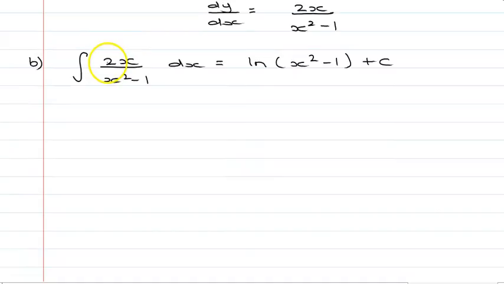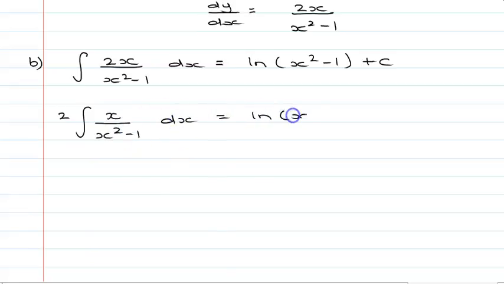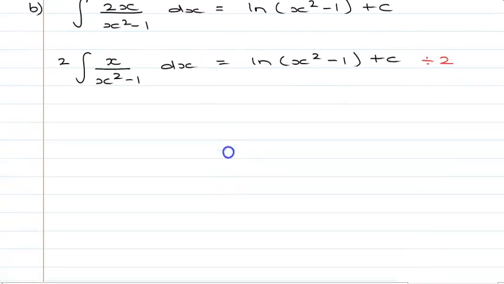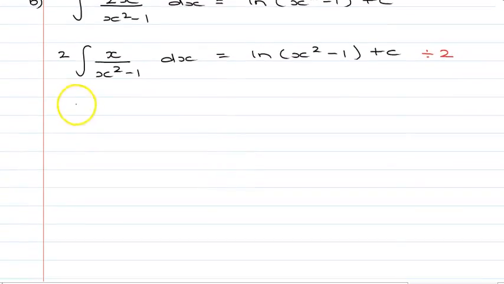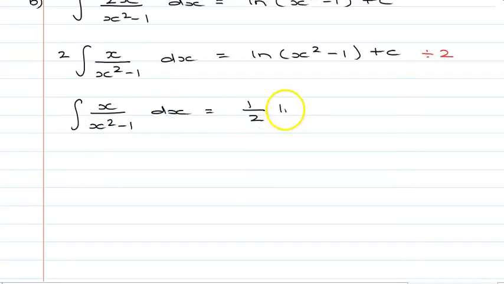Now, I need to remove that 2, so I'm going to take that 2 out as a common factor and write the left-hand side and the right-hand side as follows. And then, of course, to make the equation correct, I'm going to divide both sides by 2, leaving me the integral of x over x squared minus 1 with respect to x equals 1/2 natural log of x squared minus 1. This is what we want.